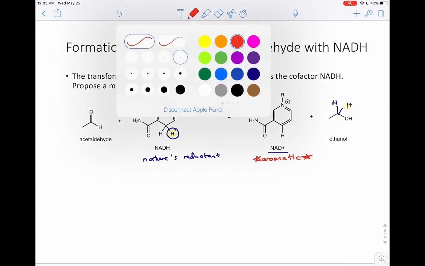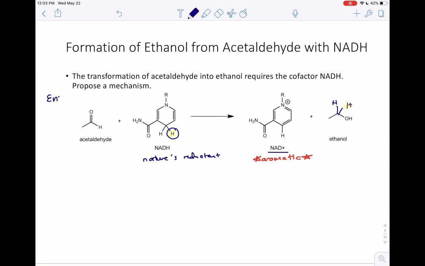Okay, so let's look at it. This one is probably going to feel a little bit more comfortable than the decarboxylation. So what we have happening is this hydrogen from NADH is going to add to the carbonyl of acetaldehyde, and those electrons are going to accept a proton from the enzyme. Now this is to avoid generating an alkoxide, right? If I did not get a proton from the enzyme, I would make an alkoxide, and I've told you we're not going to do that in the body. So use the enzyme as a proton source.